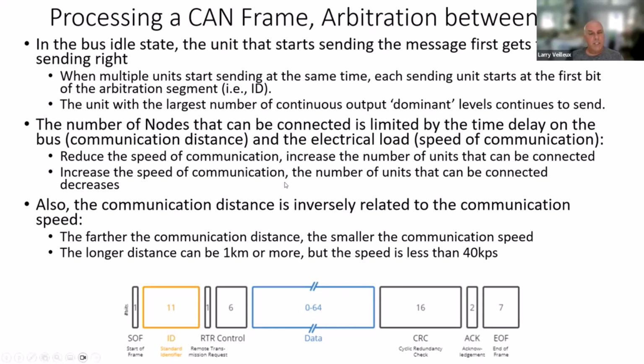Now, earlier I mentioned the number of nodes that can be connected. Really, that's a factor of the time delay on the bus: the distance between the ends of the bus, the communication distance, as well as the electric load, which is actually the speed, because the faster the speed, the shorter the bit time, so the less time you have. If you have a lower speed, you can tolerate a greater distance. If you have a higher speed, you're less tolerant of distance, because the bits have to be wide enough that they can get throughout the entire bus before the next bit is sent.